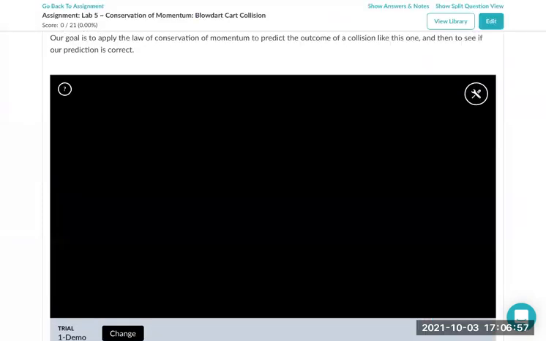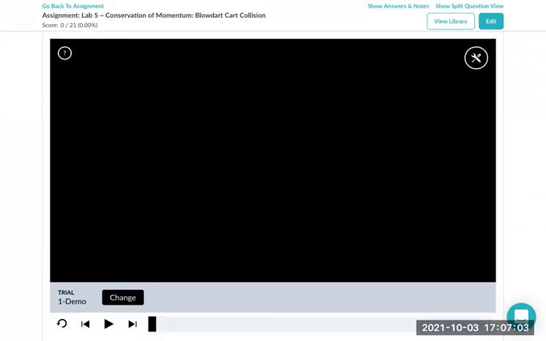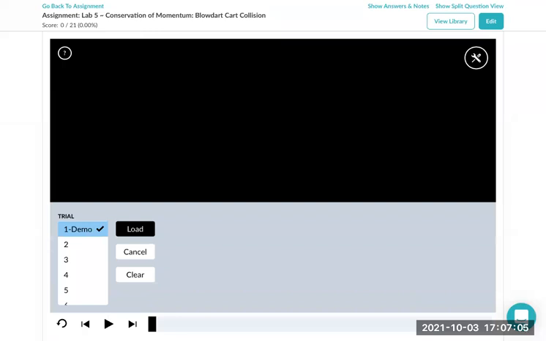All right, so our two objects are going to be a blow dart and a low friction cart. And in the experiment, you're going to see that there are several trials. The first one is the demo, which I'm going to be using to demonstrate, and which you're also going to be using to get some of the methods of calculating, for example, the velocity of the object before and after the collision.